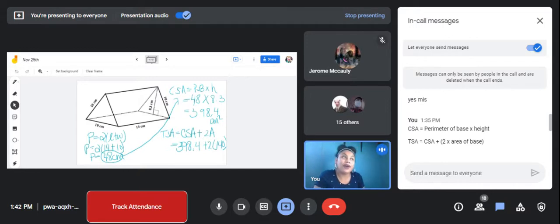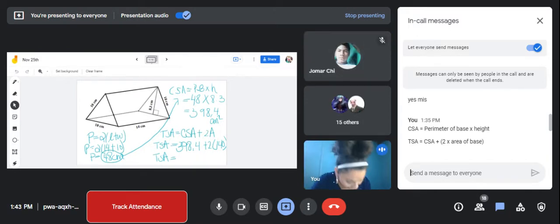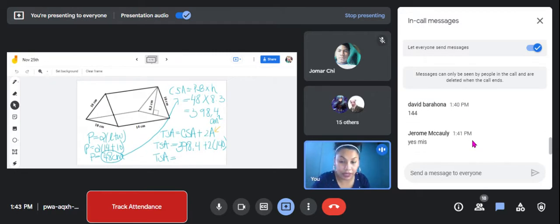Do I need to repeat how I got 140? Everybody understood how I got the 140? Yes, miss. Miss, repeat it, please. Okay. We have to find the area, right? Right here it says area of the base. That is what the formula says in the chat. You can go back up in the chat to see the formula that I have there.